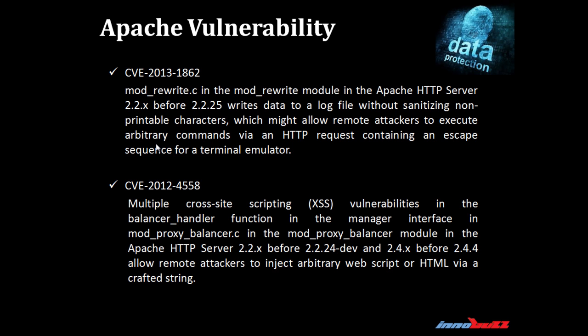Another vulnerability for Apache is CVE-2012-4558, which includes multiple cross-site scripting vulnerabilities in the balancer_handler function in the manager interface in mod_proxy_balancer.c in the mod_proxy_balancer module in the Apache HTTP server 2.2.x before 2.2.24-dev and 2.4.x before 2.4.4, which allows remote attackers to inject arbitrary web script or HTML via a crafted string.